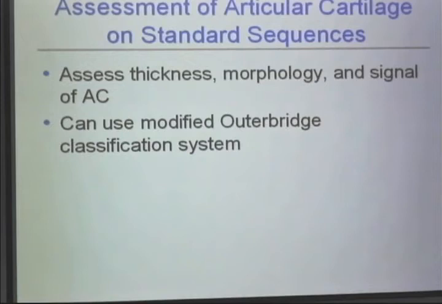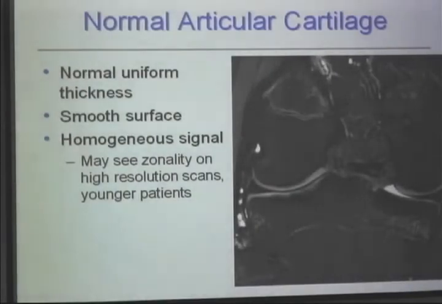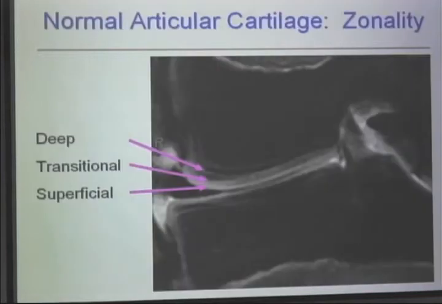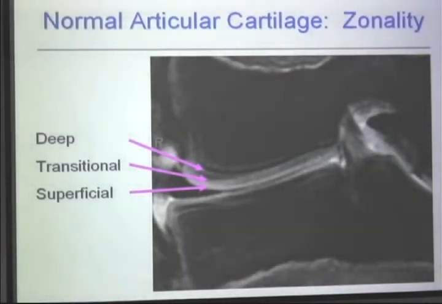When we look at cartilage, we assess the thickness, morphology, and signal, and we can use a modified Outerbridge classification system. Normal cartilage should have uniform thickness, a smooth surface, and homogeneous signal. We may see zonality on high-resolution scans in younger patients. Here's a young patient where we can see deep, transitional and superficial zones very nicely.